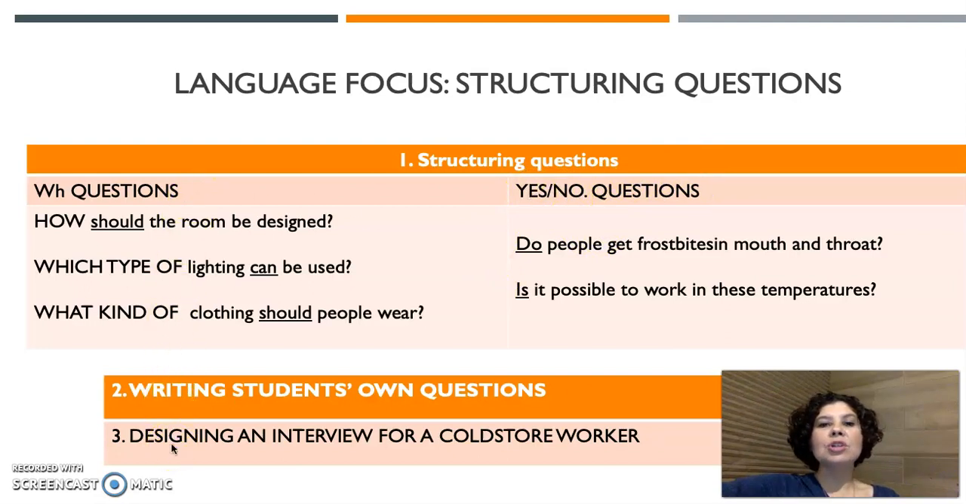And finally, in order to practice, they design an interview for a cold store worker. They can do a role play, they can write the questions, they can practice some more. That's up to you, teacher, and on the time that you have left. Okay, because we're doing this very fast, but you will have more than 1 hour to cover this.